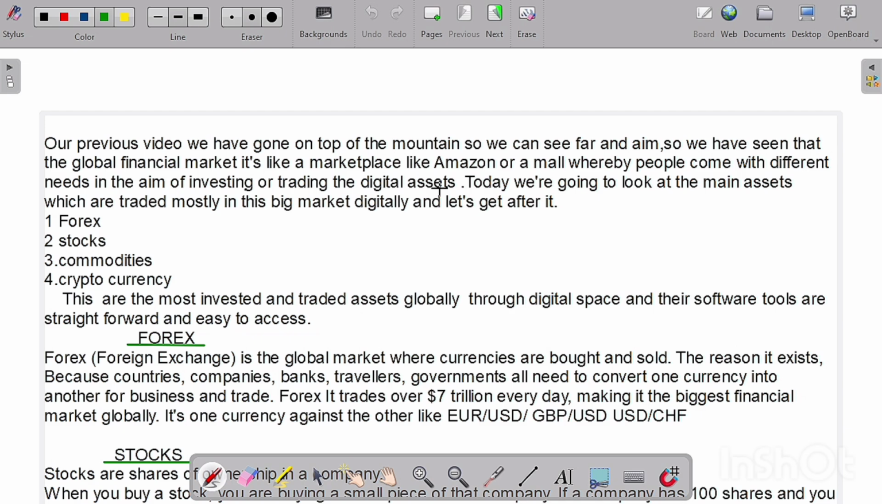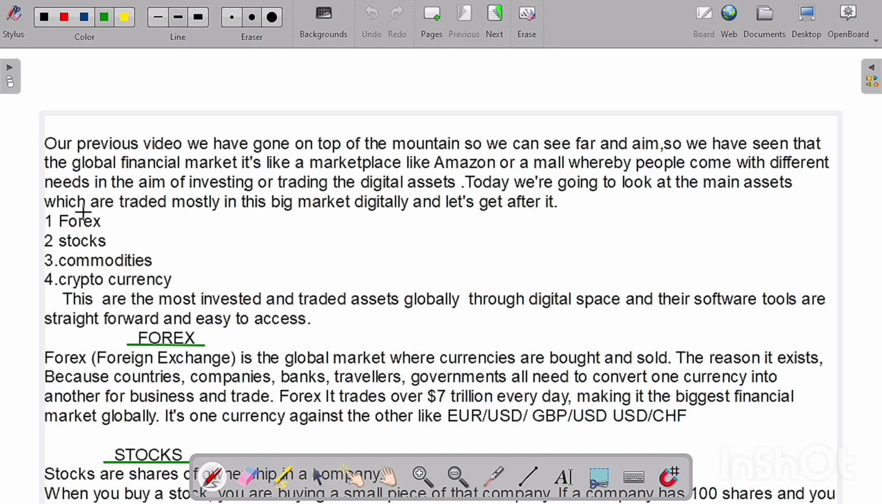Now people who are new in this industry want to know what kinds of assets are traded. Here I have outlined the most traded assets and the simplest way of engaging with them. So today we are going to look at the main assets which are traded mostly in the big market digitally, and let's get after it.